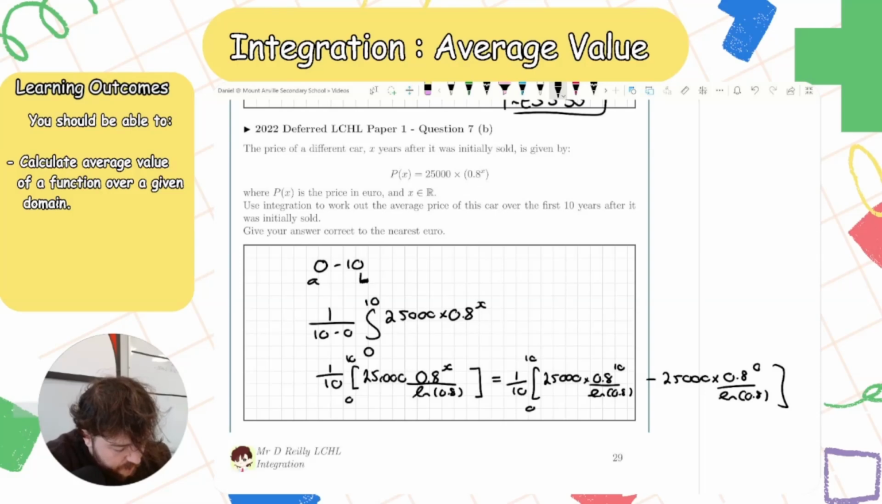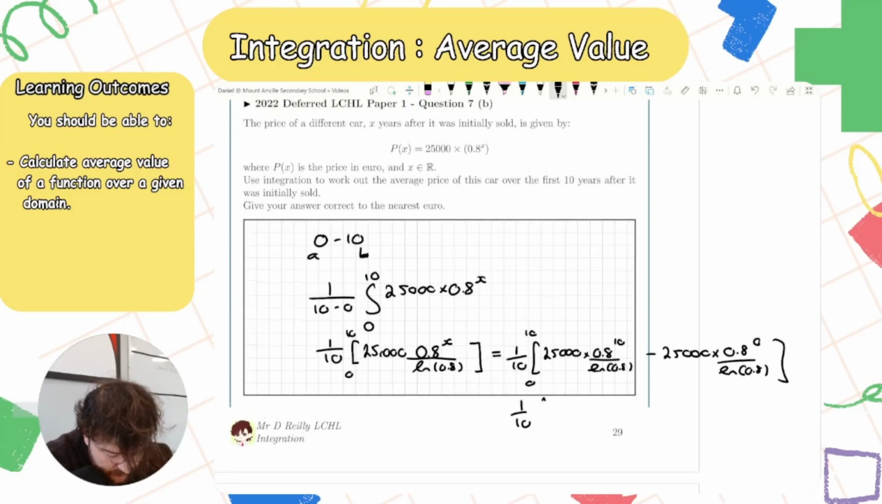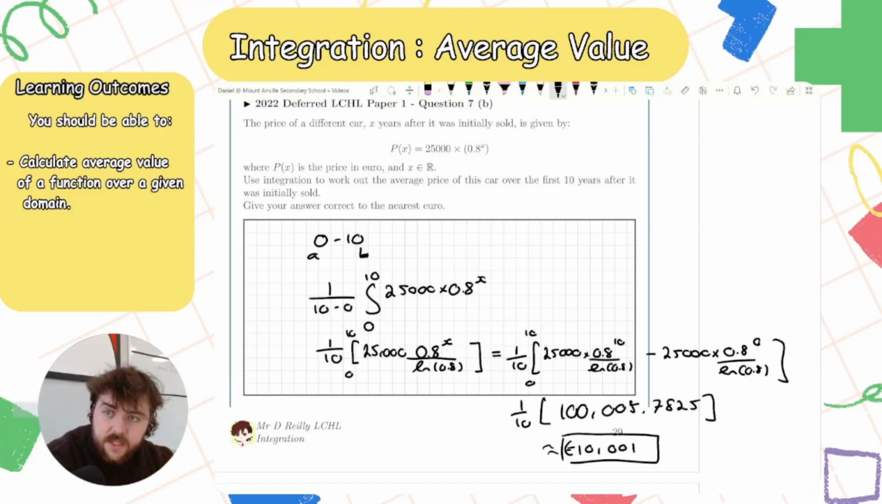So I'm roughly going to get here 1/10 of 100,005.7825 divided by 10. So it says correct to the nearest euro. That's going to be 10,001 euro corrected to the nearest euro. Right, let's look at the next one here.